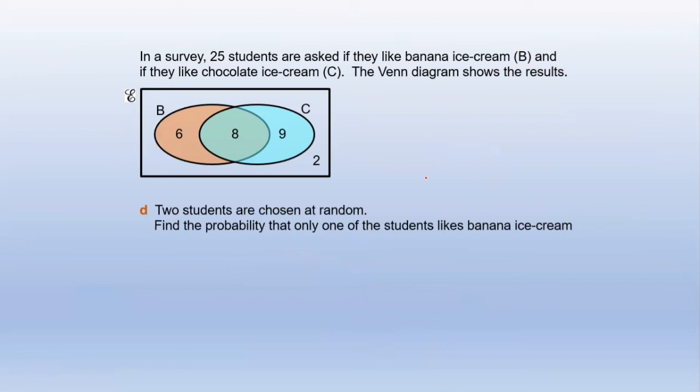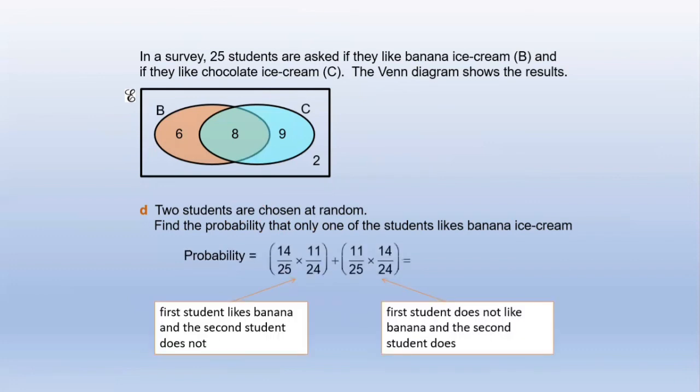Now, in a survey again, 25 students are asked if they like banana ice cream and chocolate ice cream. The diagram shows the results. Two students are chosen at random. Find the probability that only one of the students likes banana ice cream. So how do we go about it? Children, please understand. The probability is going to be 14 upon 25 into 11 upon 24, plus 11 upon 25 into 14 upon 24. How is it like this?